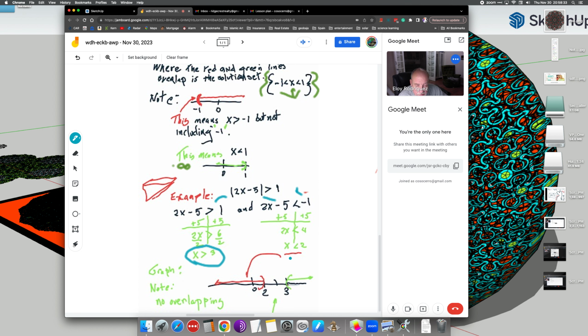Look at that. Now, let's take a look at this graph now. I want all values of x that are less than 2. Well, anything this way is less than 2, right? And then on this one, I want all values of x that are greater than 3.